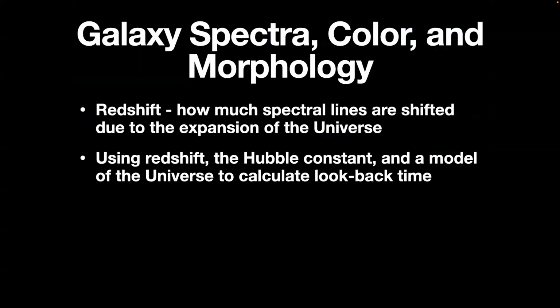Some of the properties we want to look at are galaxy spectra, color, and morphology, right? Shapes. So the distance to a galaxy can be derived from its redshift, or how much the spectral lines are shifted due to the expansion of the universe. This also depends on some properties of the universe, which we will not go into.